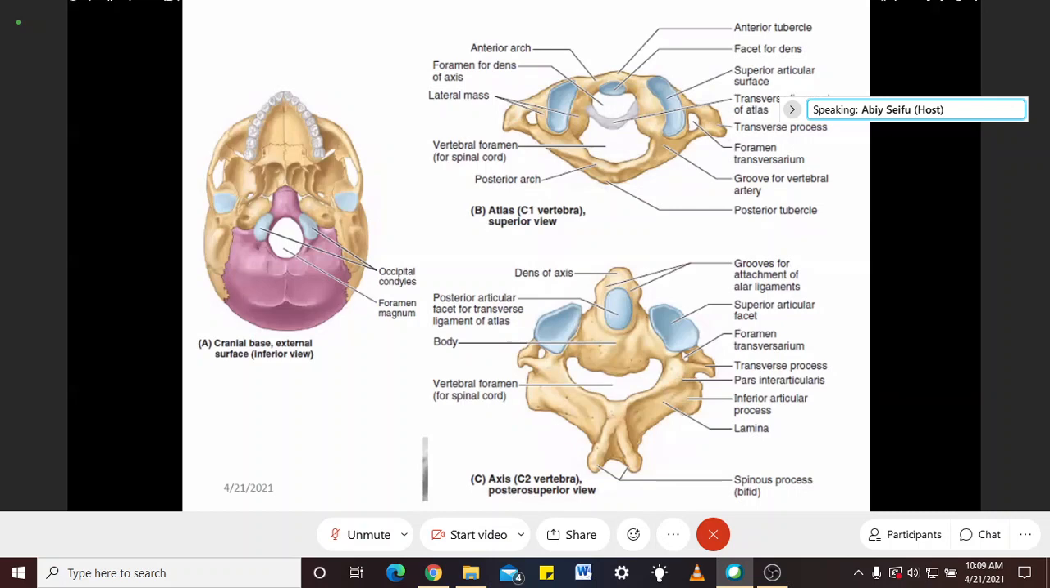This odontoid process embryologically derives from the intervertebral disc that fused with the body of C2. So there is no intervertebral disc in between C2 and C1 other than the odontoid. And that joint is called a pivot type of synovial joint, that allows rotational movement.